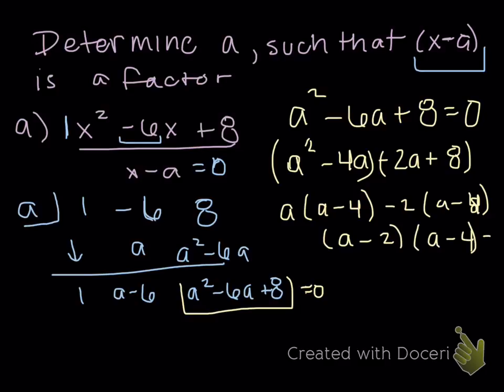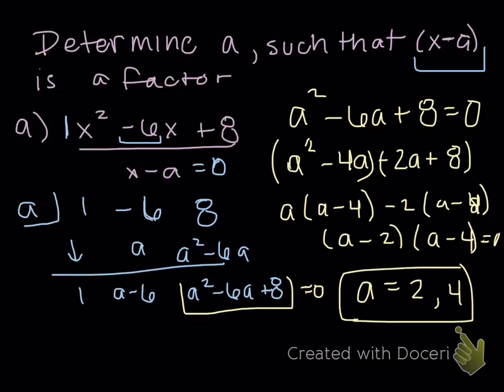And the whole purpose of doing this is to solve. So my two answers I get would be 2 and 4. So that means if I were to go back to this problem and I divided this problem by x minus 2 or x minus 4, I would get no remainder. If I did it any other value in the whole free world, I would get a remainder. So go ahead and try letter B. When you're ready, hit play, and I have one last example for you.